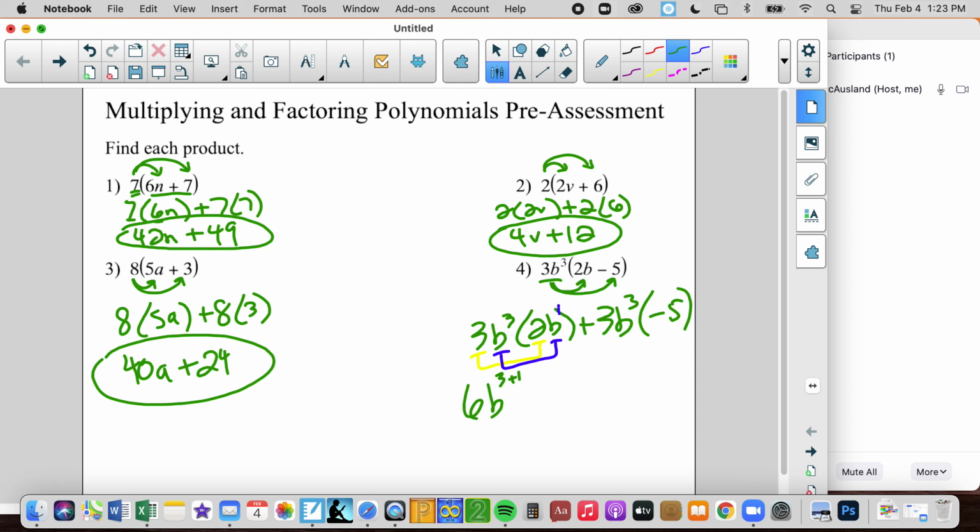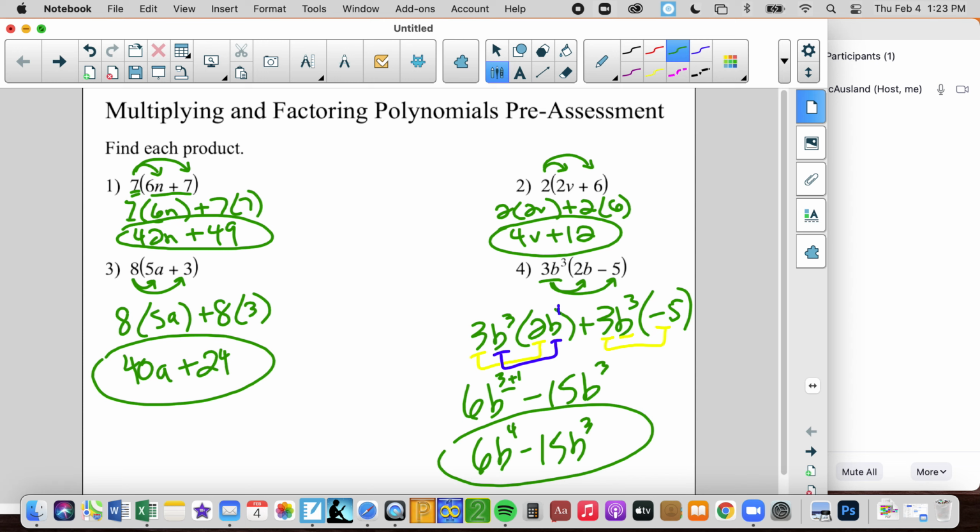And then we have number with number, and then this variable just gets attached. So we have, 3 times negative 5 is negative 15, b to the third. So my final answer is going to be 6b to the fourth, because I added 3 plus 1, minus 15b to the third. And we can't combine these because those variables are not the same. We can multiply unlike terms, but we can't add or subtract unlike terms.